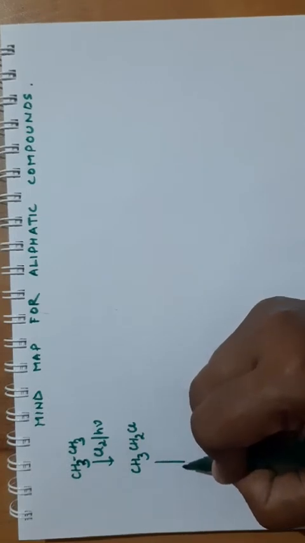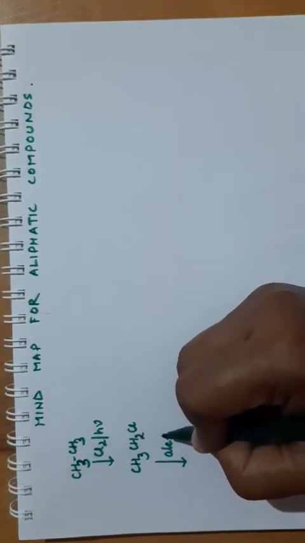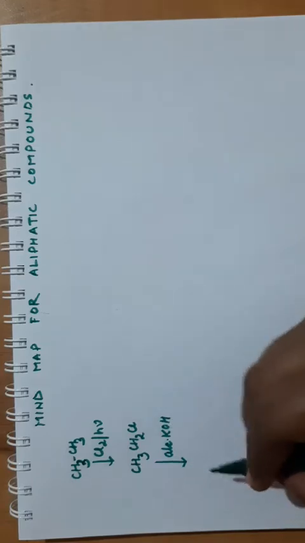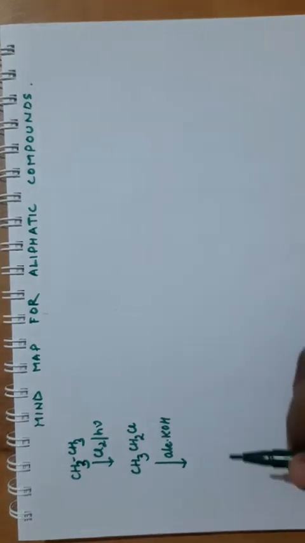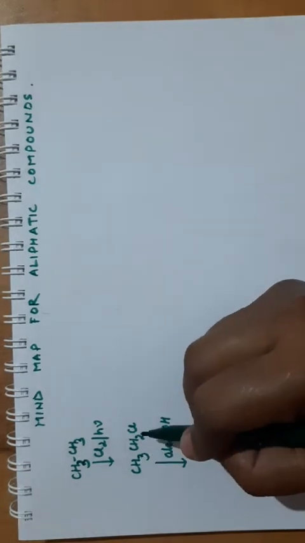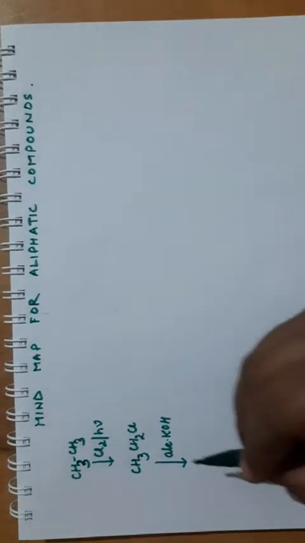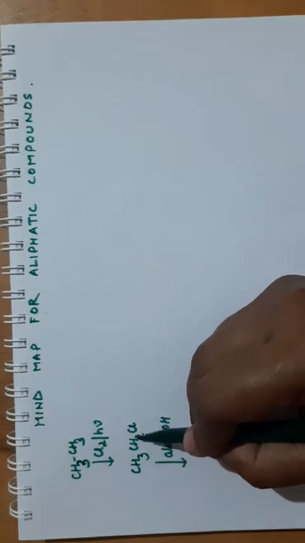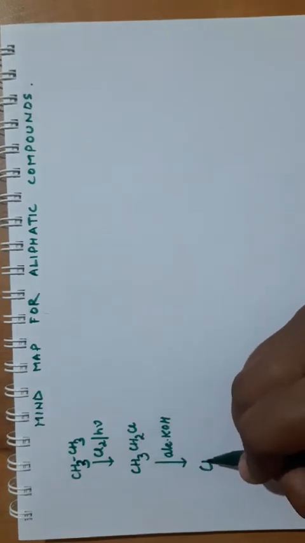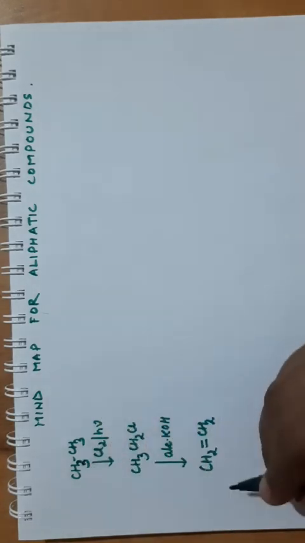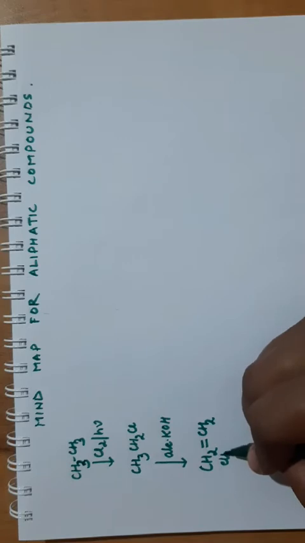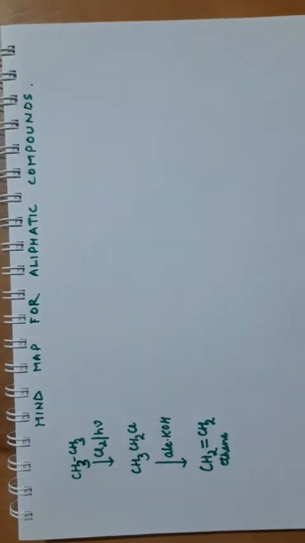Now if you treat it with alcoholic KOH, what will happen? This alcoholic KOH will give you elimination and the HCl molecule will be eliminated from here, means the hydrogen will be eliminated from here and Cl from this carbon, and you will get an alkene. So starting from ethane you have got ethene here. Clear? So in this way you can convert an alkane into an alkene through alkyl halide.